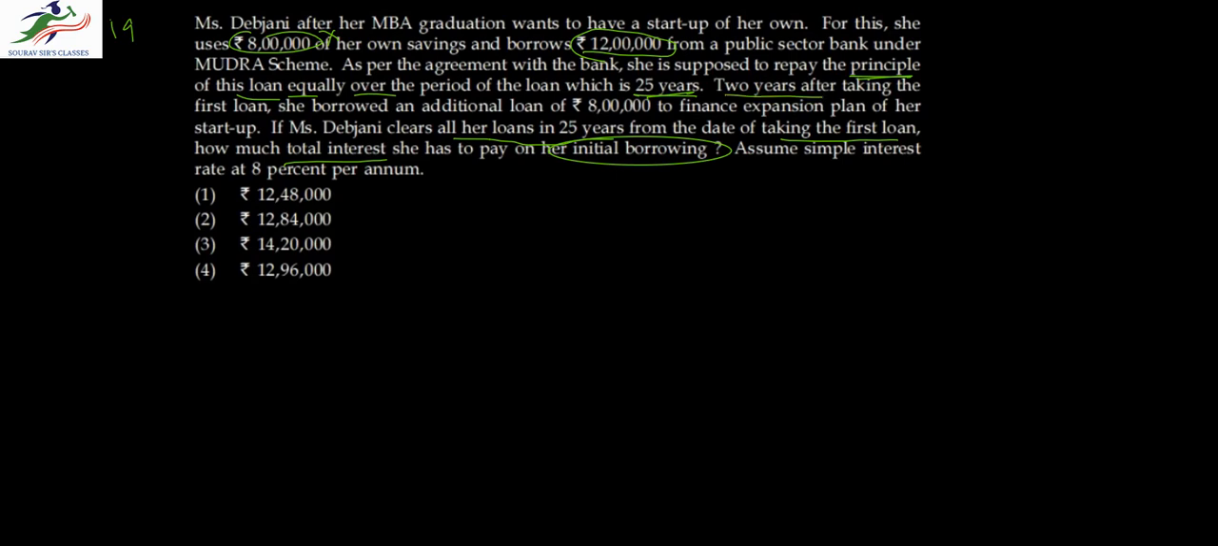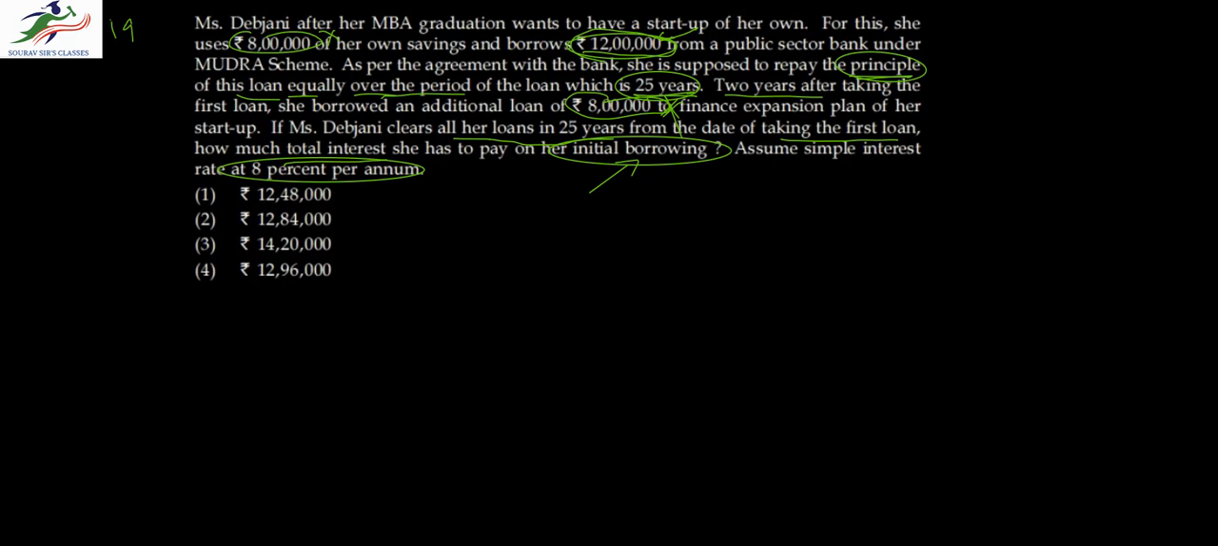2 years after taking the first loan, she borrowed another 8 lakh. Now this is again not required in the context of the question, because they are asking only the interest on her initial borrowing. So we don't need this. We'll only look at the initial loan, which is 12 lakhs, and the condition given that she will be repaying the principal amount of this loan equally over a period of 25 years, and she also has to pay an interest of 8% on the loan. So we have to find out the total interest she has to pay on this particular loan.